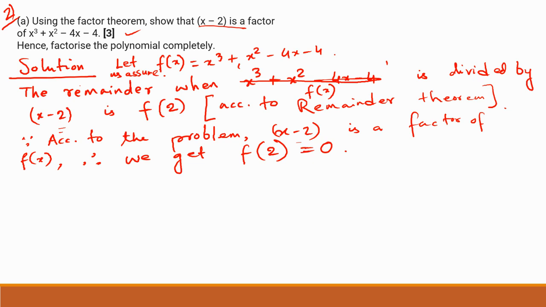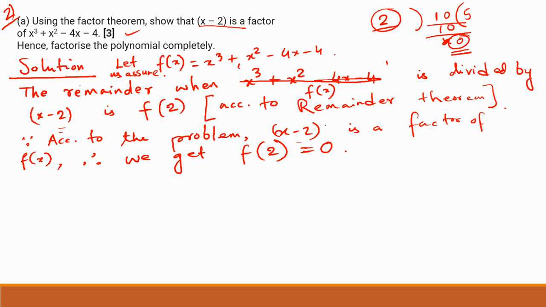What will be the remainder? Remainder should be 0, right? Let's say I have a problem where I'm given 10, and I say 2 is a factor of 10. So when you divide 10 by 2, 2 times 5 is 10, you get the remainder as 0, right?